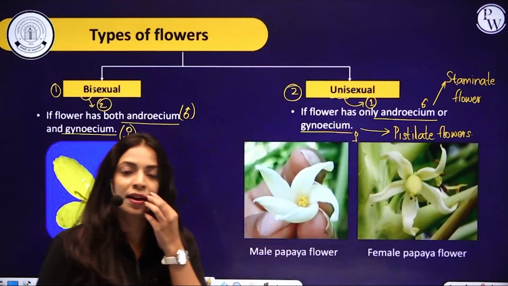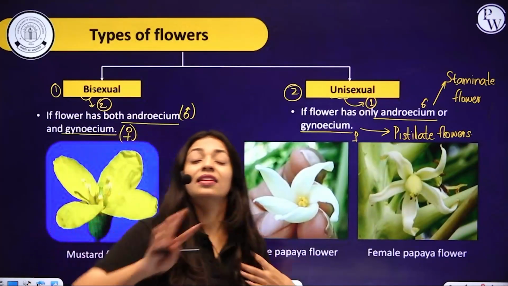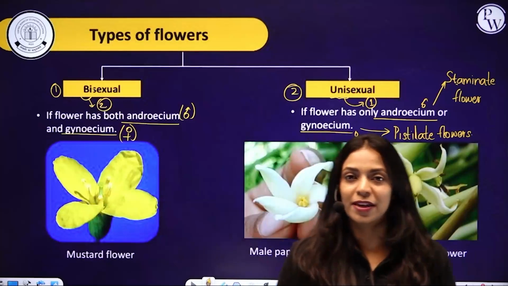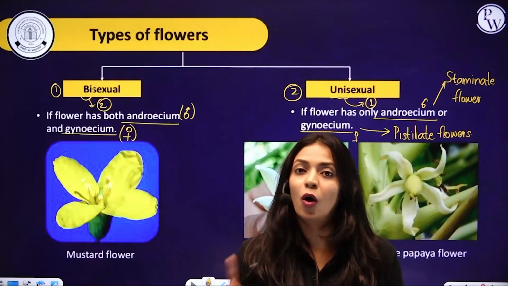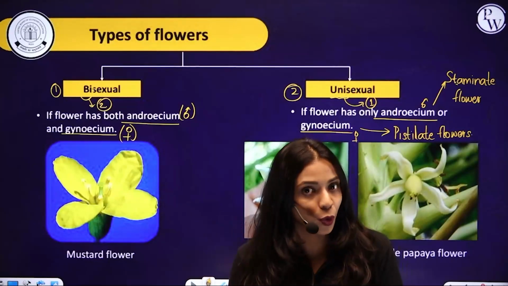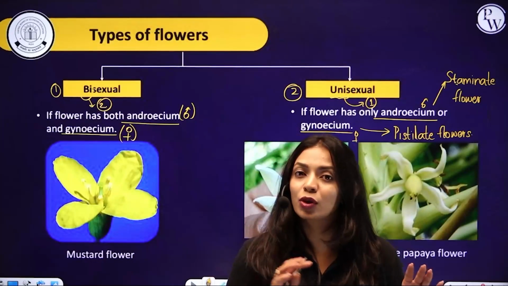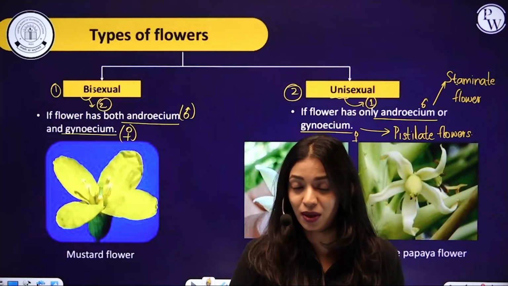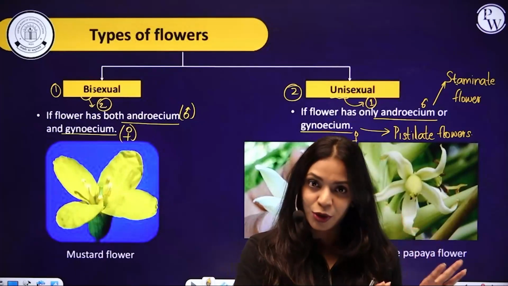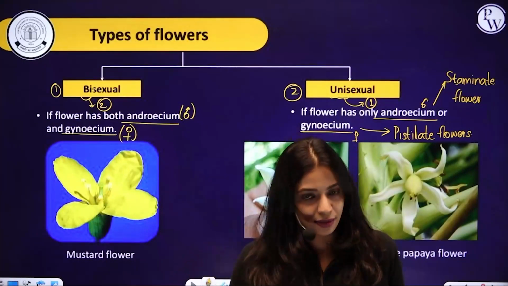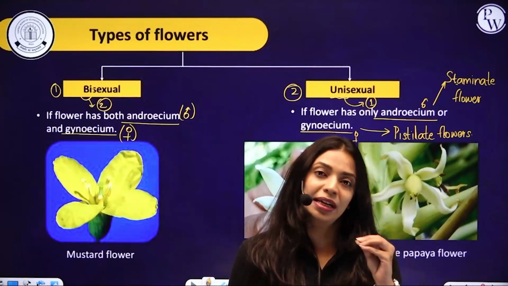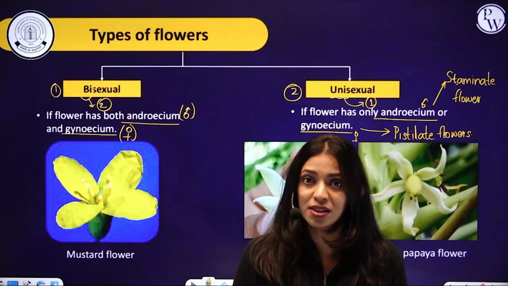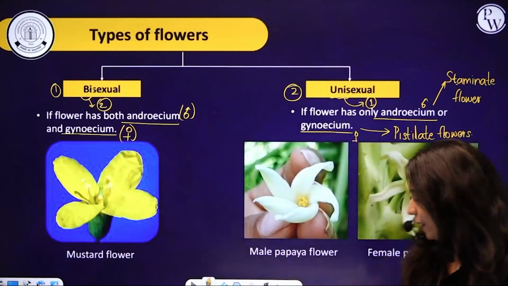flowers. Is that clear? This classification of flowers is based on whether only one of the two reproductive parts is present or if they're both present. If they're both present, it's bisexual. If only one of them is present, it's unisexual. If in unisexual there's only androecium present, we call such flowers staminate flowers. If only gynoecium is present, we call such flowers pistillate flowers. All right.